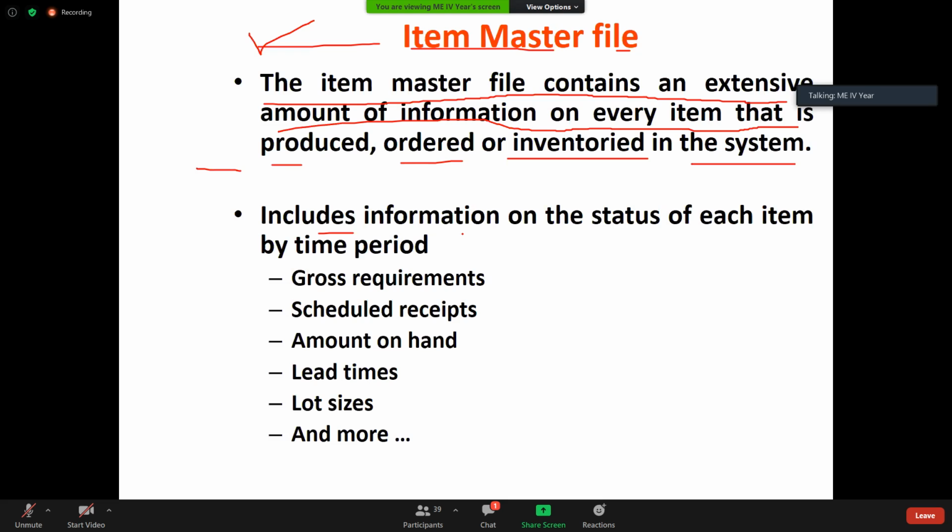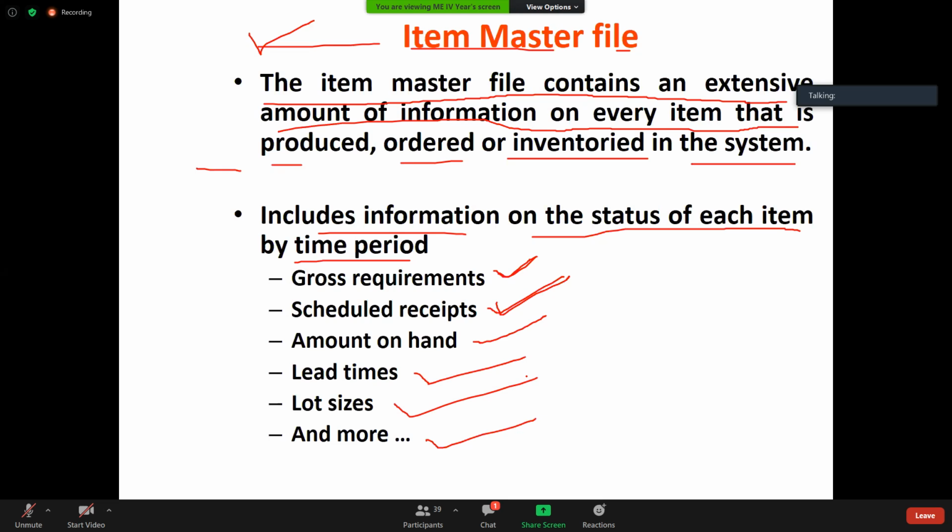It includes information on the status of each item by time period: gross requirement, scheduled receipts. That means how much we needed, when it is received, how much we have inside the factory, what the lead time is, and the lot size. So whether we receive 10 quantity every time or 20 quantity, and so on. The quality documents, drawing documents, all the data you have in SAP by master file.